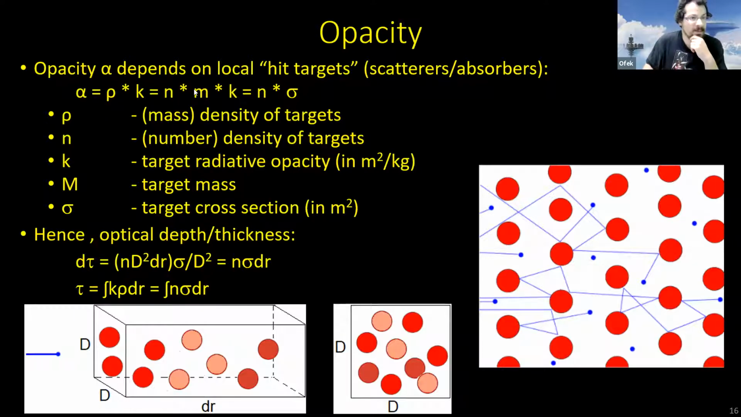Okay, so this gives us a way to calculate tau or to calculate the opacity of some medium, if we know what's in it, we know the density and we know the effects involved. What cross-section each of these targets provides to a photon.